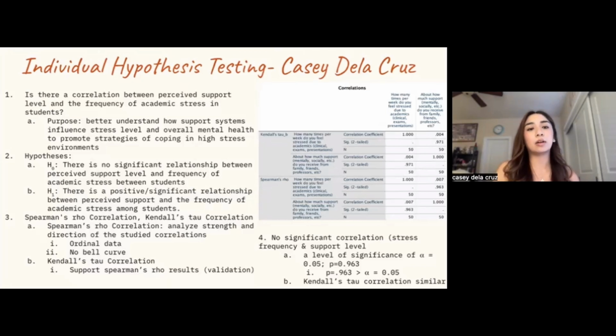Since the probability is 0.963, which is greater than the significance level or alpha level of 0.05, we fail to reject the null hypothesis. Therefore, concluding that the two variables I am measuring are not statistically significant. With the Kendall-Tau correlation being quite similar to the results of the previous test, we can also conclude that there is no strong evidence or relationship between the two variables to support the idea that more or less support perceived by the student are associated with frequencies in academic stress.